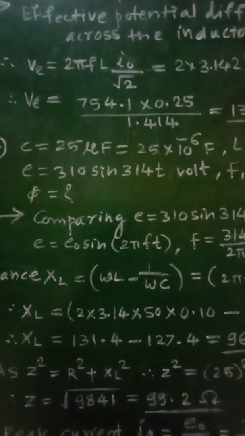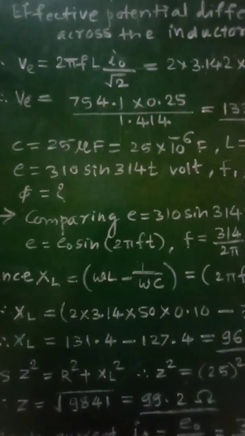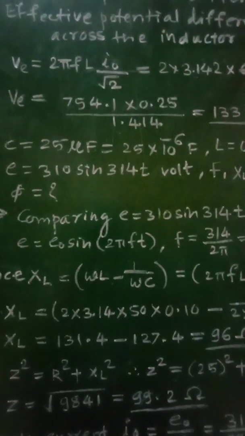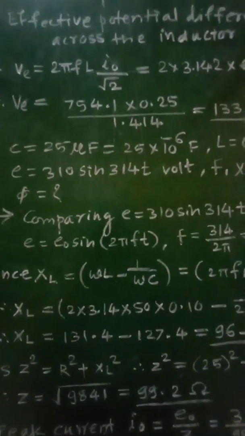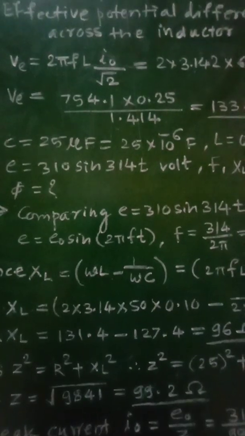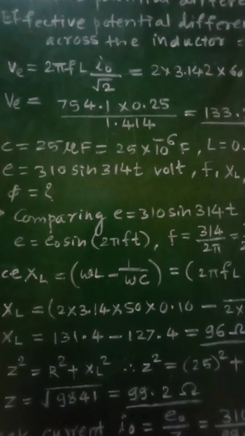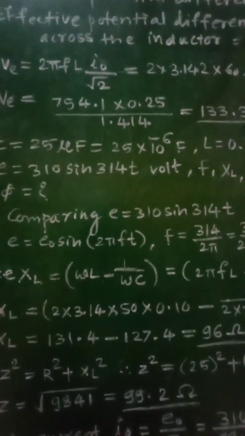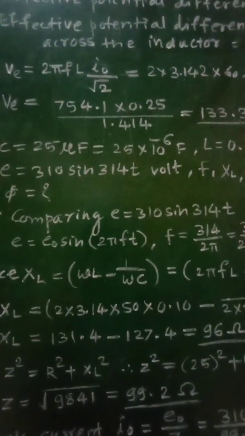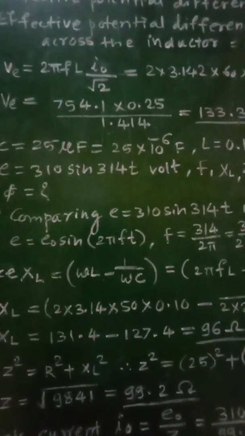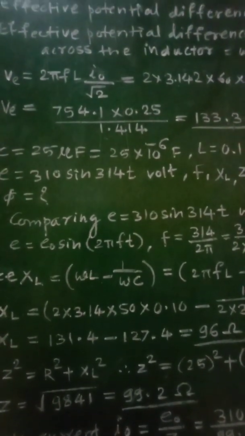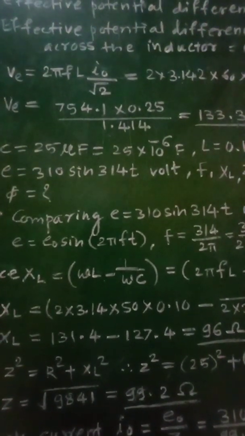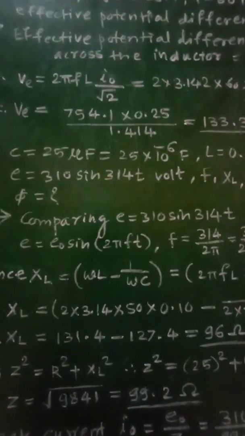A 25 microfarad capacitor and 0.10 Henry inductor and 25 ohm resistor. So here the capacitor is having its capacity 25 microfarad, then the inductor is having its inductance 0.10 Henry and resistance is 25 ohm. They are connected in series with an AC source whose EMF is given by E is equal to 310 sine 314 t in volt. Then what is the frequency, reactance, impedance, current and phase angle of the circuit.